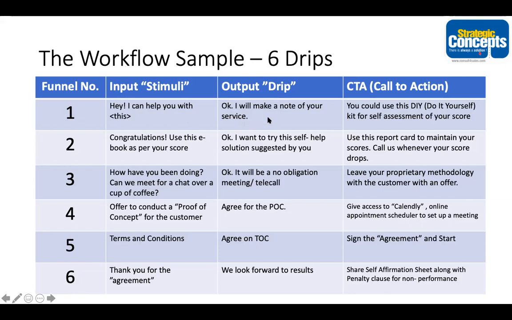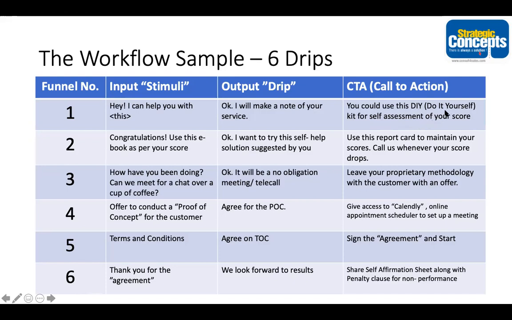It will not happen that the customer will jump and come to you saying, give me the goods, I want to buy your product. No. The moment he receives your stimulus, he will become aware. He'll become aware of the fact that you are selling a property which will appreciate 20%, or you're selling katha which does not have chemicals, and so on. At this juncture, there has to be a call to action. And you can see here, I put a call to action which says that you could use this do-it-yourself kit for self-assessment of your score.